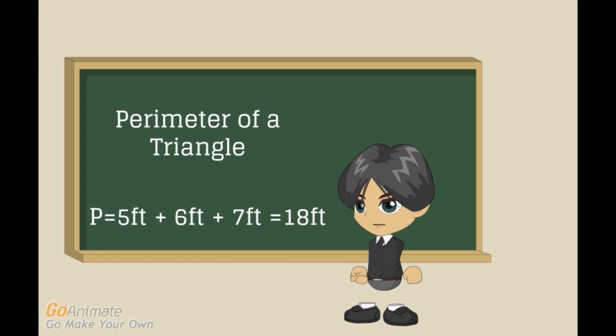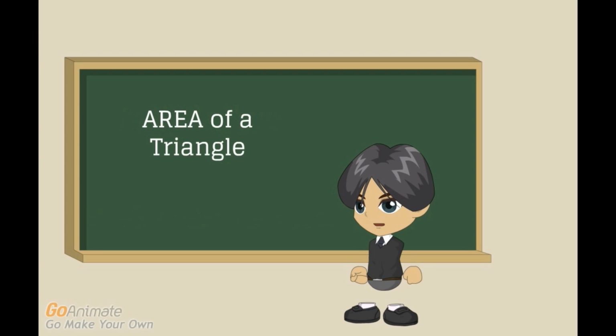That's absolutely correct, Zach. For example, if a triangle's sides measure 5 feet, 6 feet, and 7 feet, the perimeter is going to be 5 plus 6 plus 7, which equals 18 feet. Let's talk about the area of the triangle.